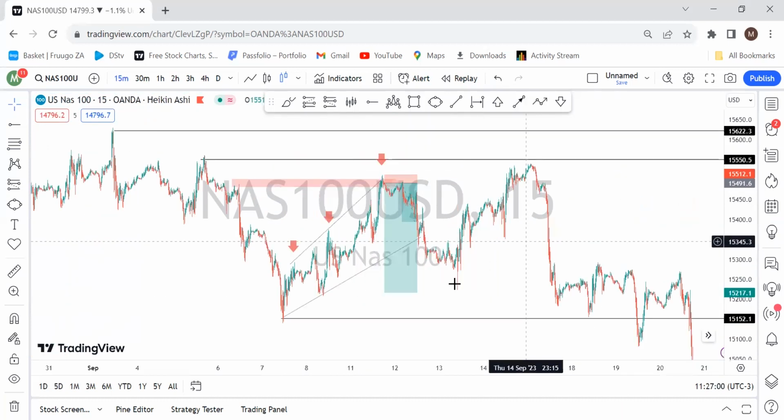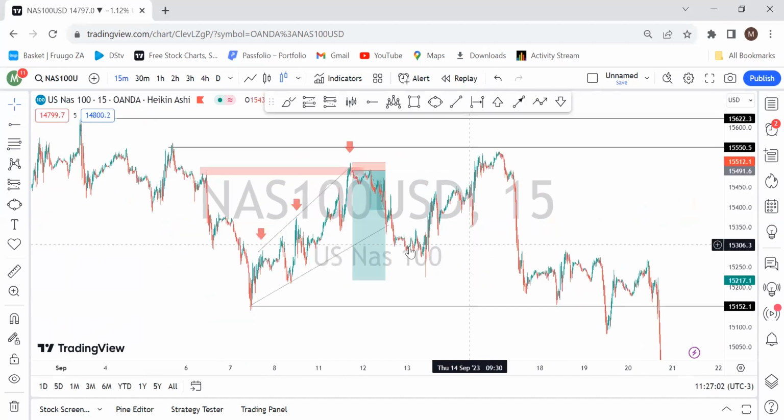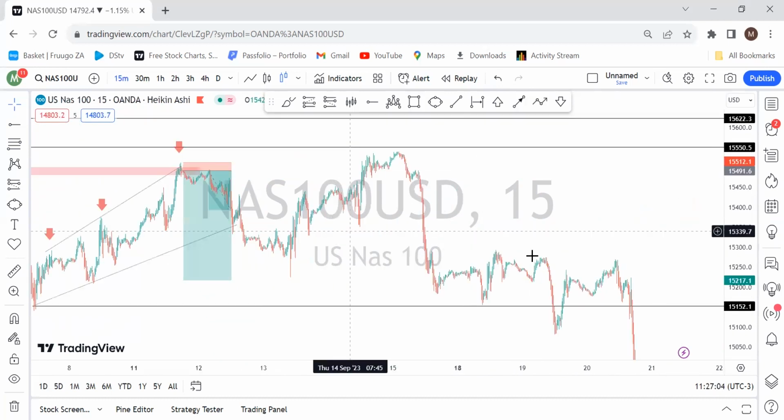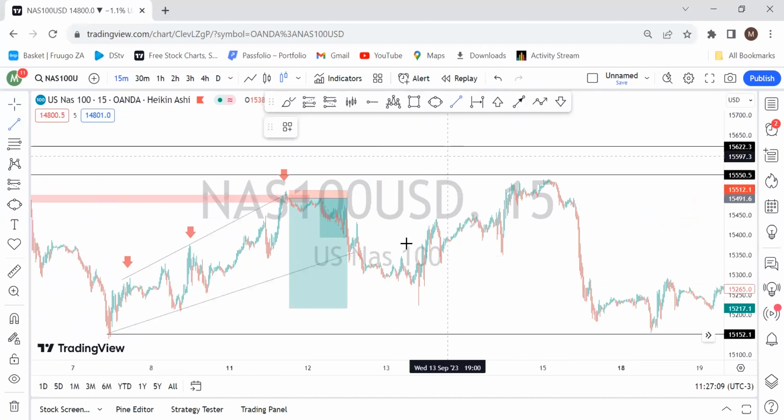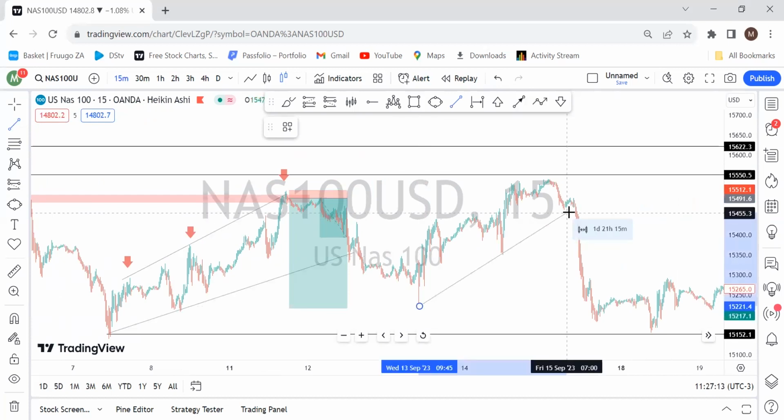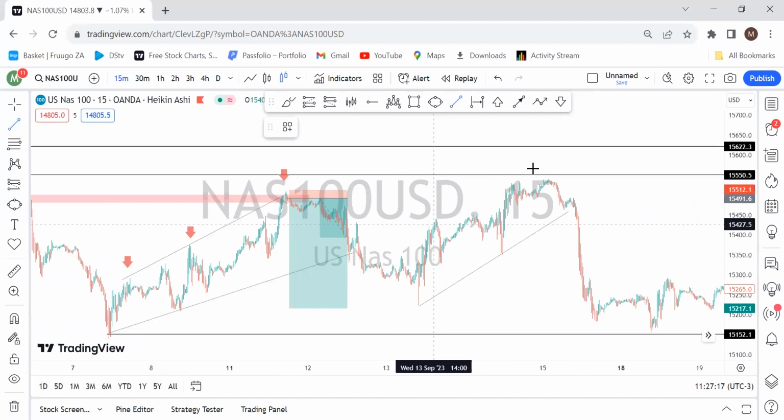So, okay, cool. We moved on. And what happens to the price? It started giving us another ascending structure right here. So what you need to do is grab your trend line, get the support of the structure, get the resistance of the structure, right?